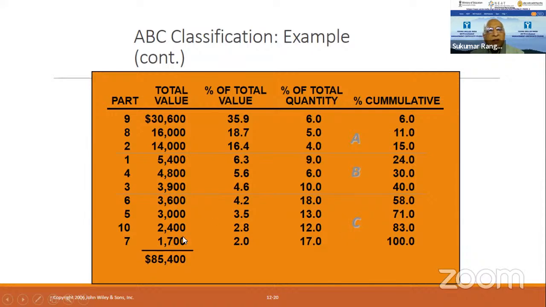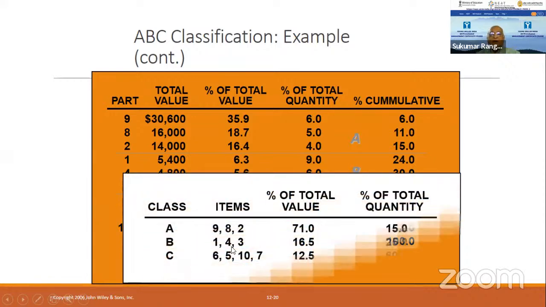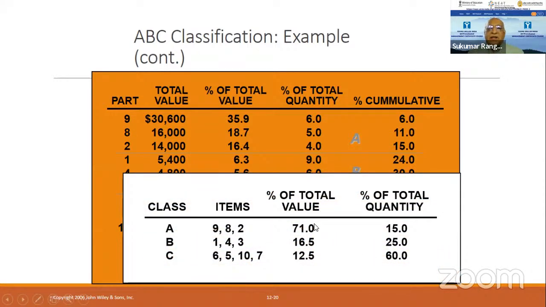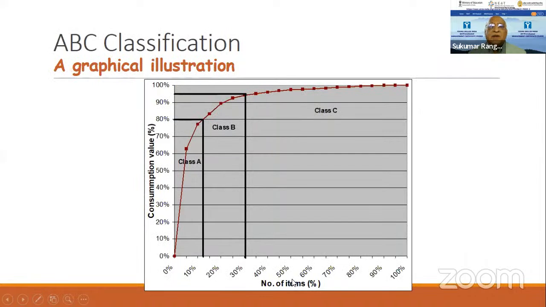Whereas if you see here, the C-class items total only about 10,700 out of 85,000. Right. So roughly, class A items form about 15% of the quantity and 71% of the value. B class items, 25% of the quantity, 16.5% of the value, and C class items, 60% of the quantity and 12.5% of the value. This is roughly what we call an ABC classification.